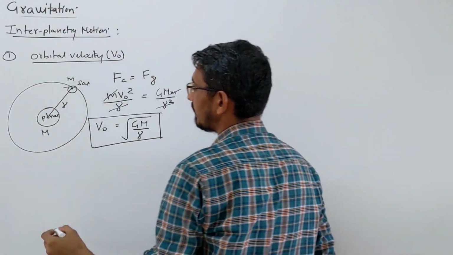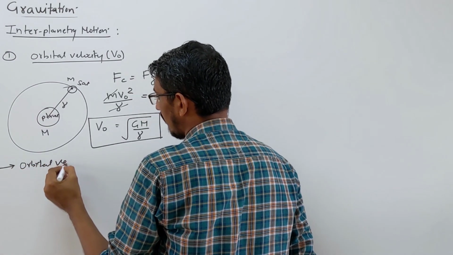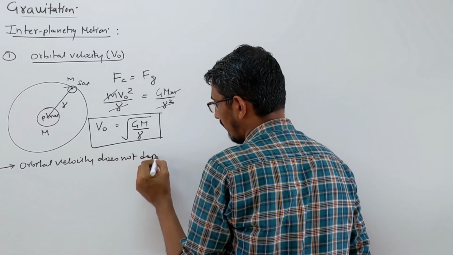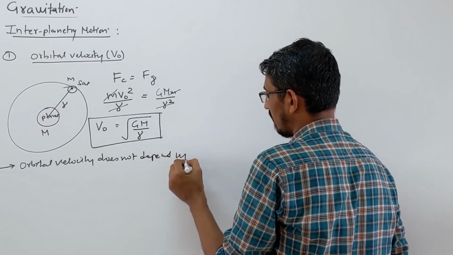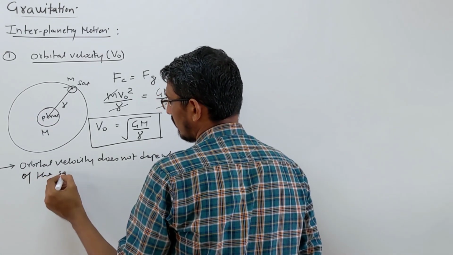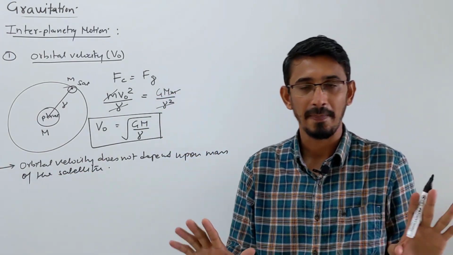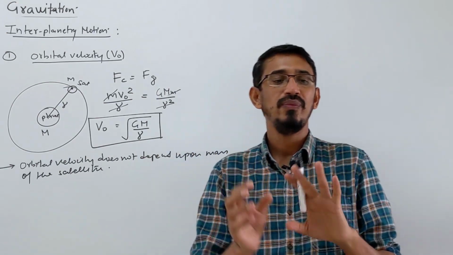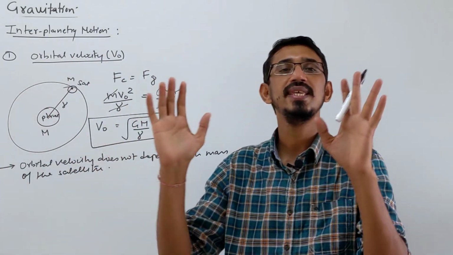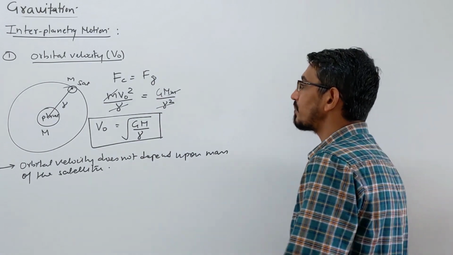So it is very important, point number 1: orbital velocity does not depend upon the mass of the satellite. Suppose two satellites of different mass, one of mass m and one of mass 5m, revolve around a planet in the same radius. Then the orbital velocity will be exactly the same. So it is a general formula.